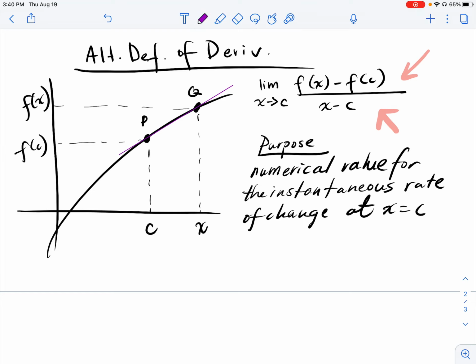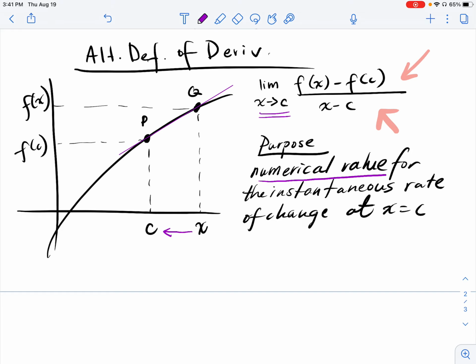And what this allows me to do is by not looking at the difference quotient as h goes to 0, but rather as x approaches c, the limit as x gets closer to c, I'm able to find the numerical value for the instantaneous rate of change at x is equal to c. This is not dramatically different.